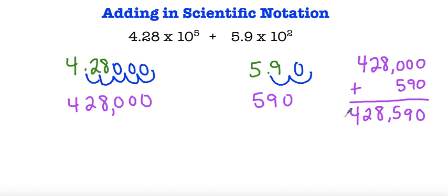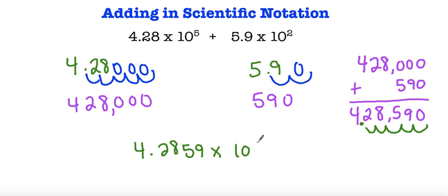And now that I have our sum, I'm going to change that back into scientific notation. In order to convert it to scientific notation, I know that my decimal has to be between the 4 and the 2. So I'd write that out times 10 to the power of 5, and now we're done.